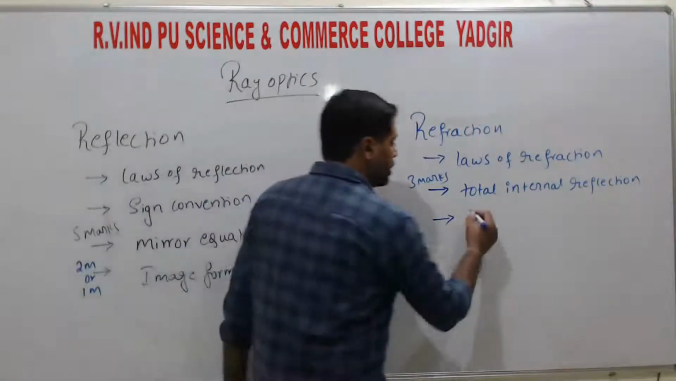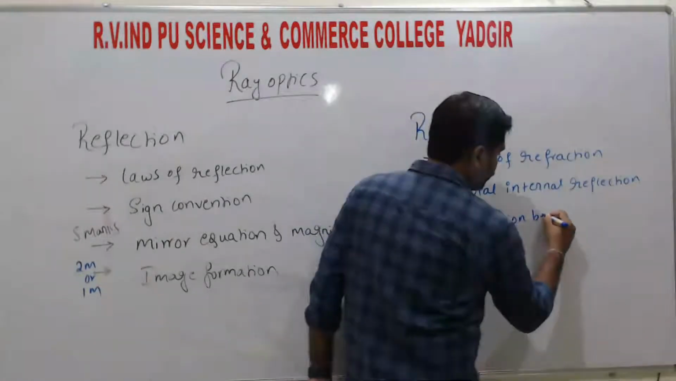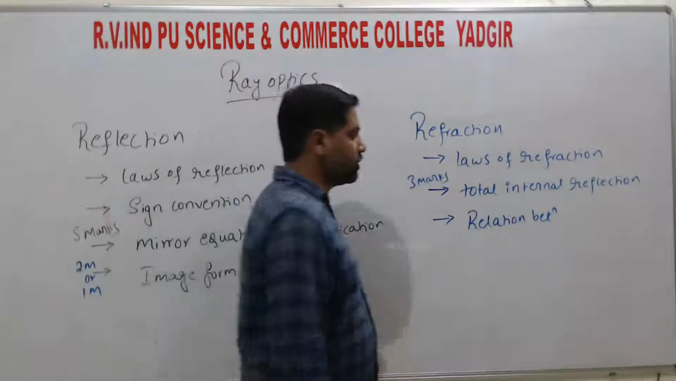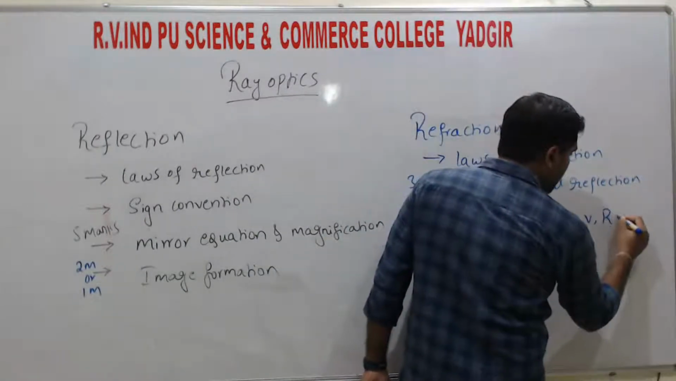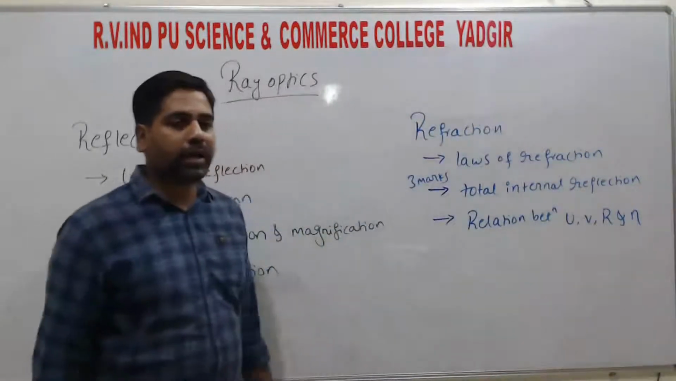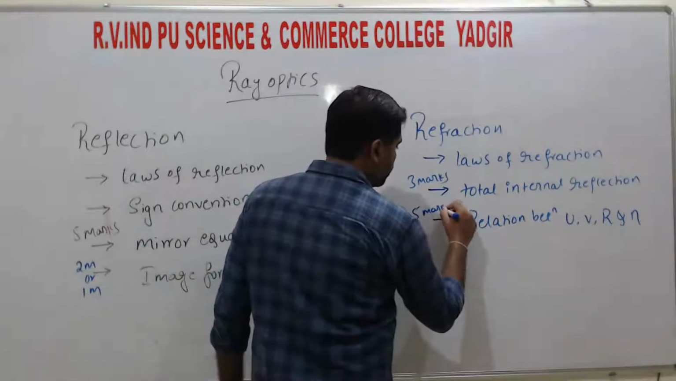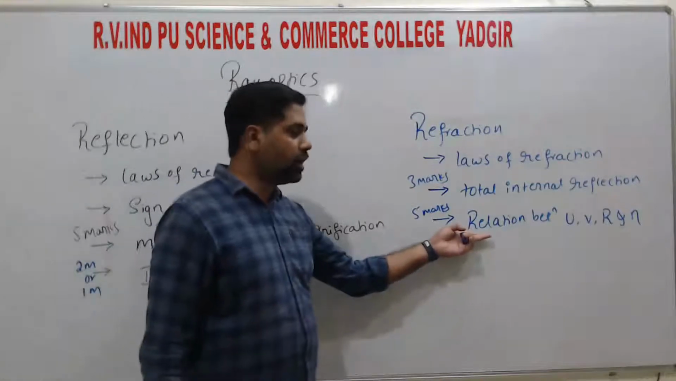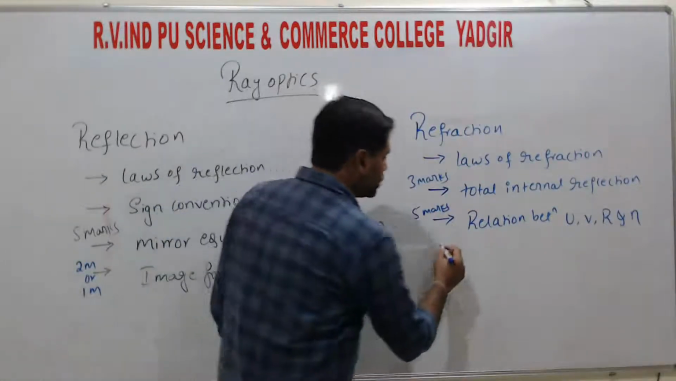So next, derive the relation for refraction through a spherical surface, that is the relation between u, v, R and n, that is the refractive index. So this one is also important. This is for 5 marks, right? So this one is an important derivation in the topic refraction.